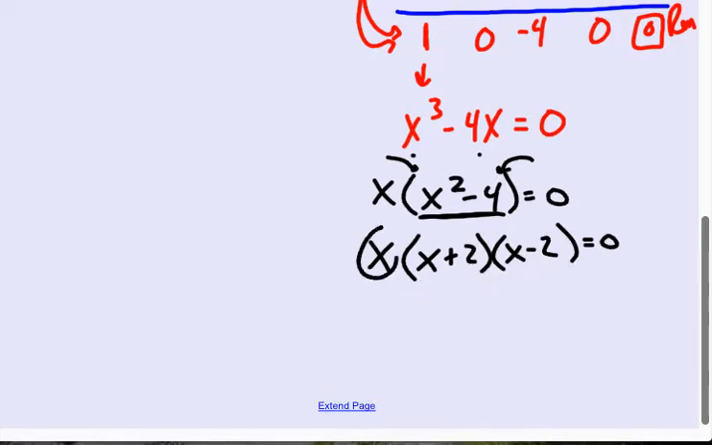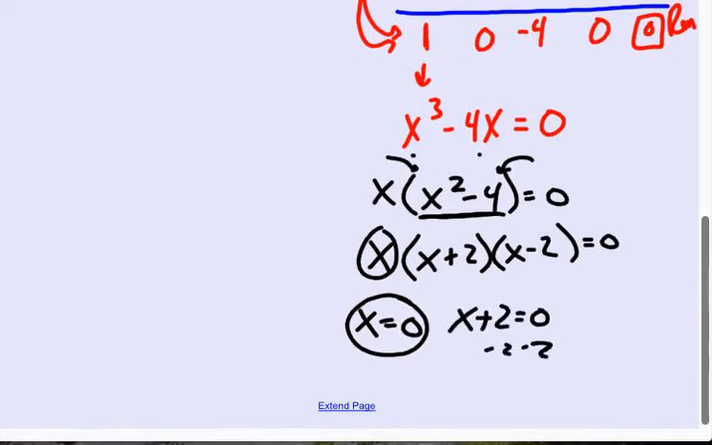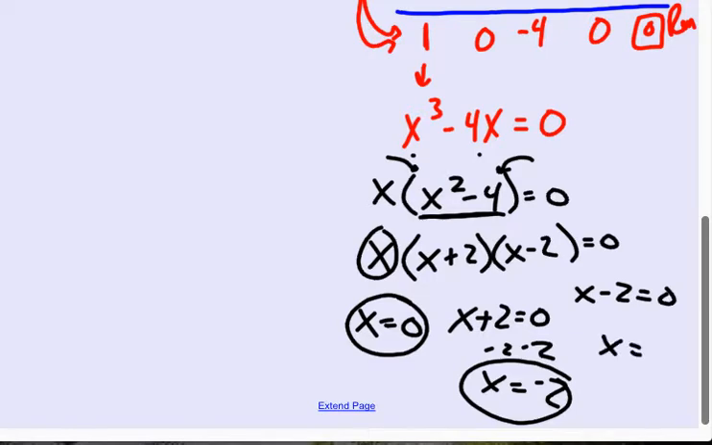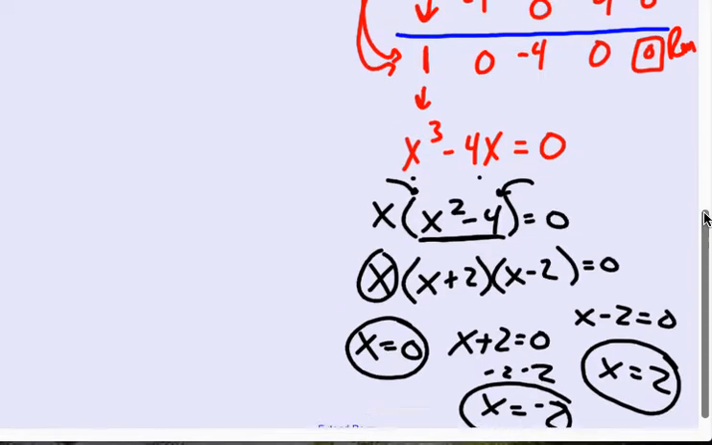The first one is this, x. Set it equal to 0, there's nothing to solve. You have a zero at 0. x plus 2 equals 0, subtracting 2 from both sides, I get x equals -2. And finally, x minus 2 equals 0. We'll add 2 to both sides and you get x equals 2. So 2, -2, and 0.